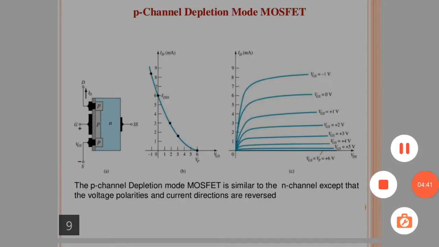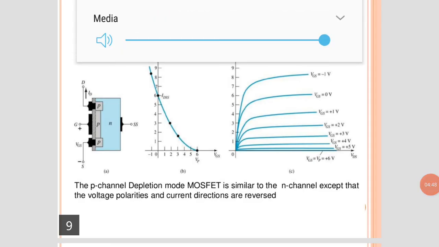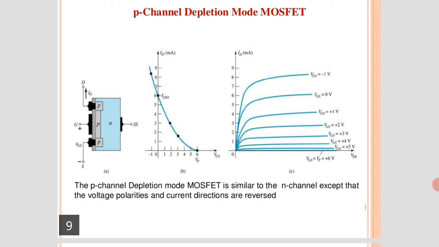The P channel depletion mode MOSFET is as shown in figure. The P channel depletion mode MOSFET is similar to the N channel except that the voltage polarities and current directions are reversed. ID drain current in milliampere versus VGS gate to source voltage. When VP peak voltage is changed according to the IDSS, the drain source voltage is changed.